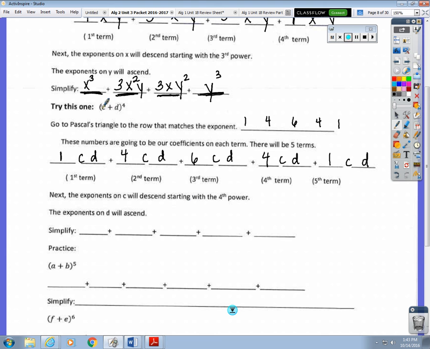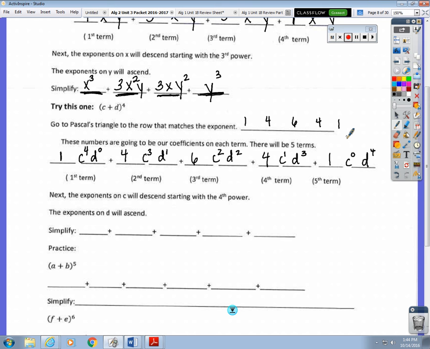Okay, since c came first in the binomial, it gets to be raised to the 4th first. Okay? But then from there, it descends. You would cube it next, then square it, then raise it to the first, and then raise it to the 0. Okay, the d will just do the opposite. It starts out to the 0 power and then moves up to the 4th power. Because remember, each term's exponents must add up to 4 in this question. 4 plus 0 is 4, 3 plus 1 is 4, 2 plus 2 is 4, 1 plus 3 is 4, and 0 plus 4 is 4.